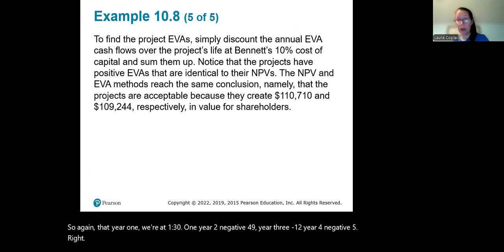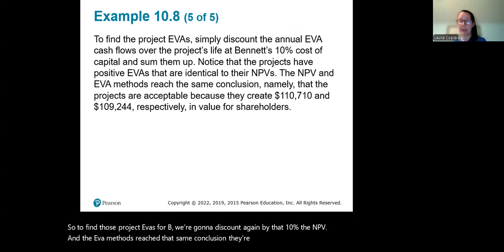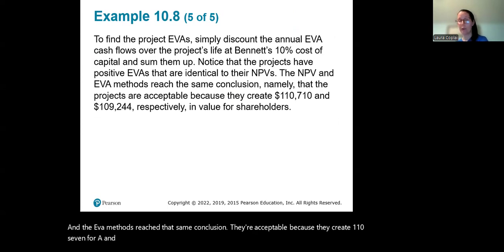So to find those project EVAs for B, we're going to discount again by that 10%. The NPV and the EVA methods reach the same conclusion. They're acceptable because they create 110,7 for A, and 109,2 for B, right? They create that value for their shareholders.